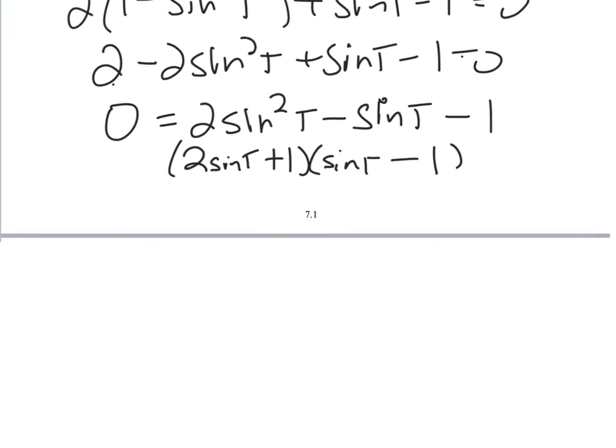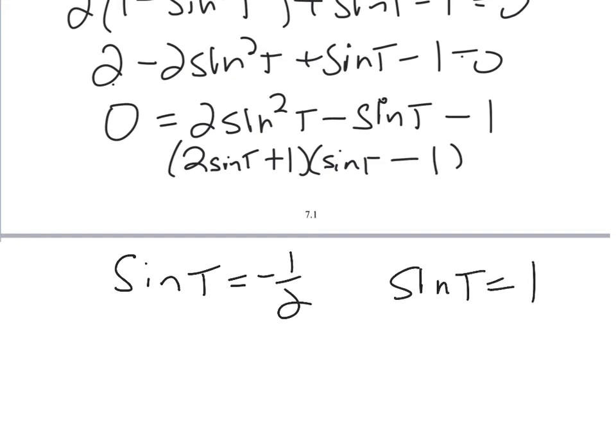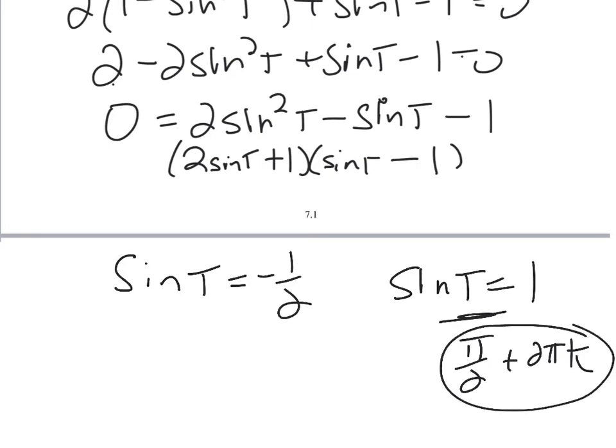So then we're going to use that zero product property: where does 2 sine t plus 1 equals 0, or where does sine t equal negative 1/2? And where does sine t equal positive 1? Well, this is easy. This is at pi over 2. And if we want to get back there, we got to do plus 2 pi k. So that's one set of answers.